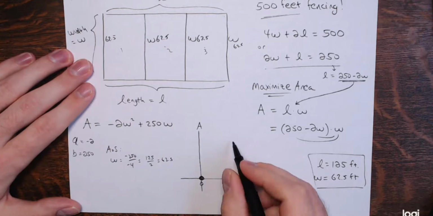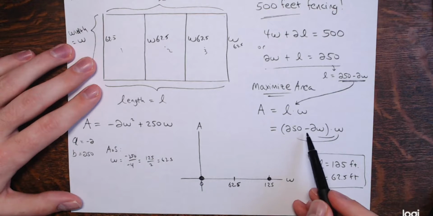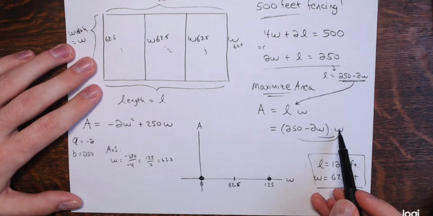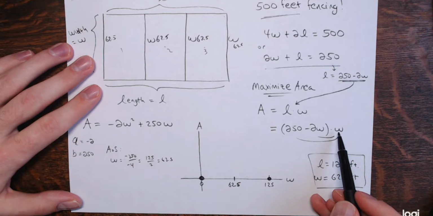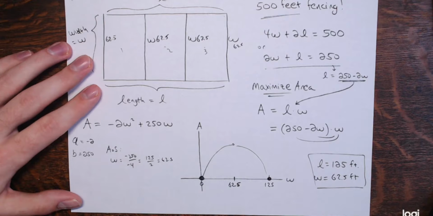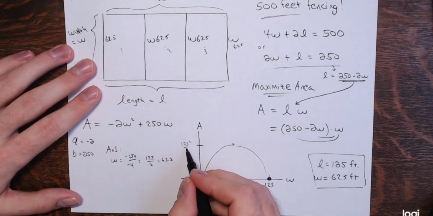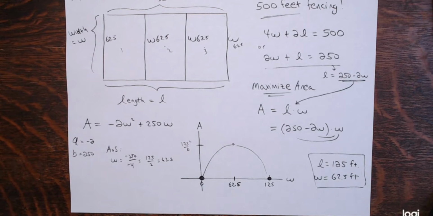And what is that maximum area? Right, if I plug this in, you'd have 125 times 125 over 2. They didn't ask us for the maximum area. All they want is the dimensions. But this will be 125 squared over 2, whatever that is, square feet. And if you want to punch that in the calculator, you can.